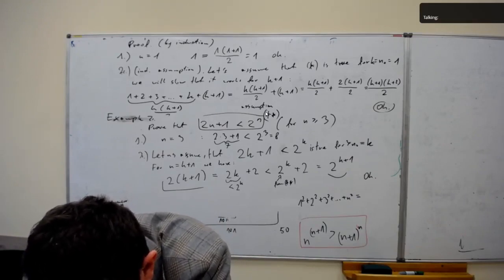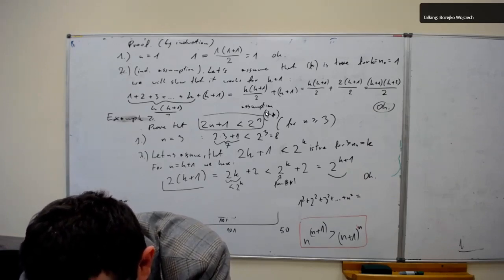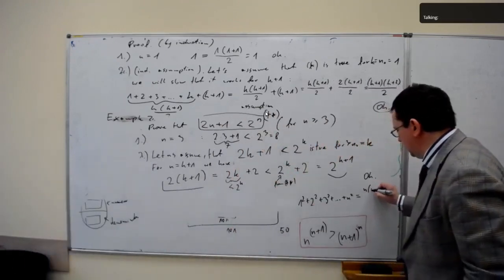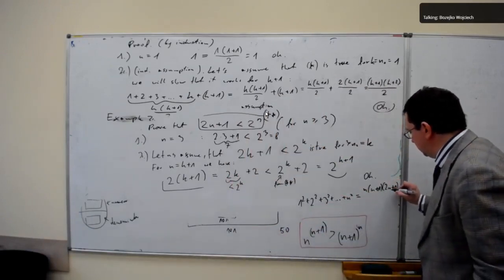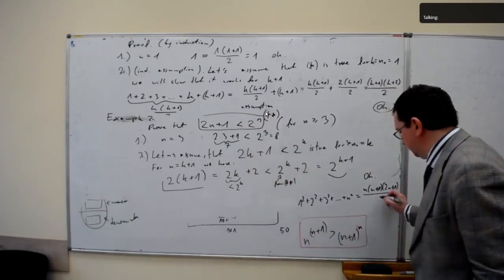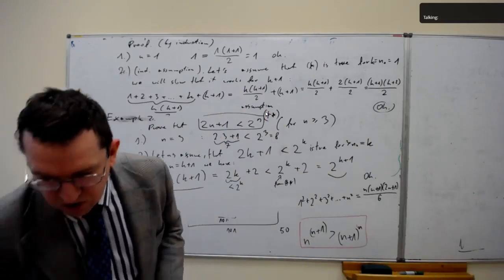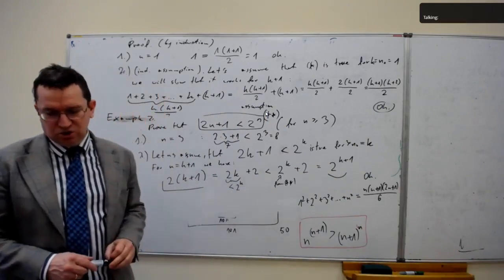As an exercise, just because it is easy to prove true equations. If it is not true, better not. Yeah, n times n plus 1 times 2n plus 1 divided by 6. Yeah. So there is also such a true equation, and the way of proving it is induction.